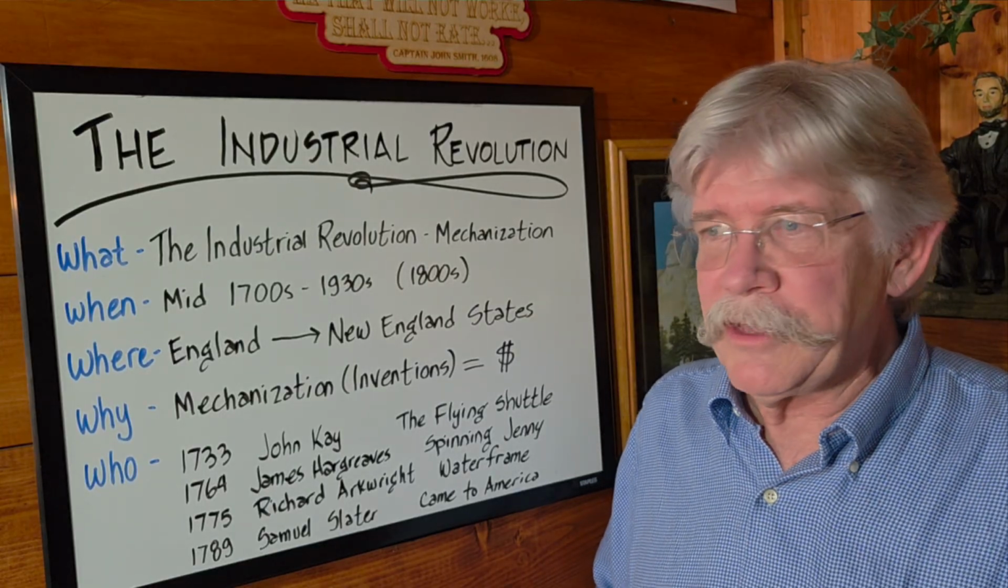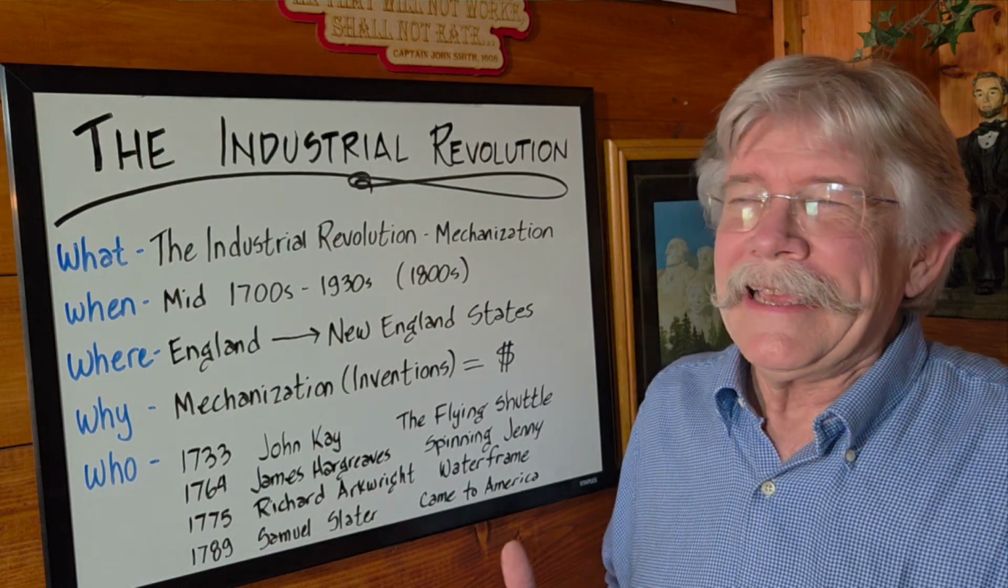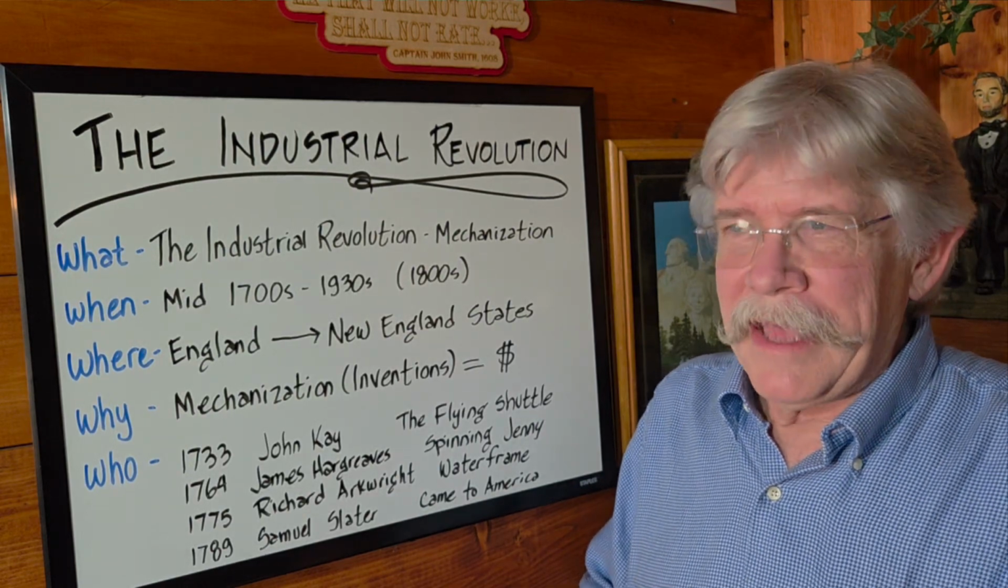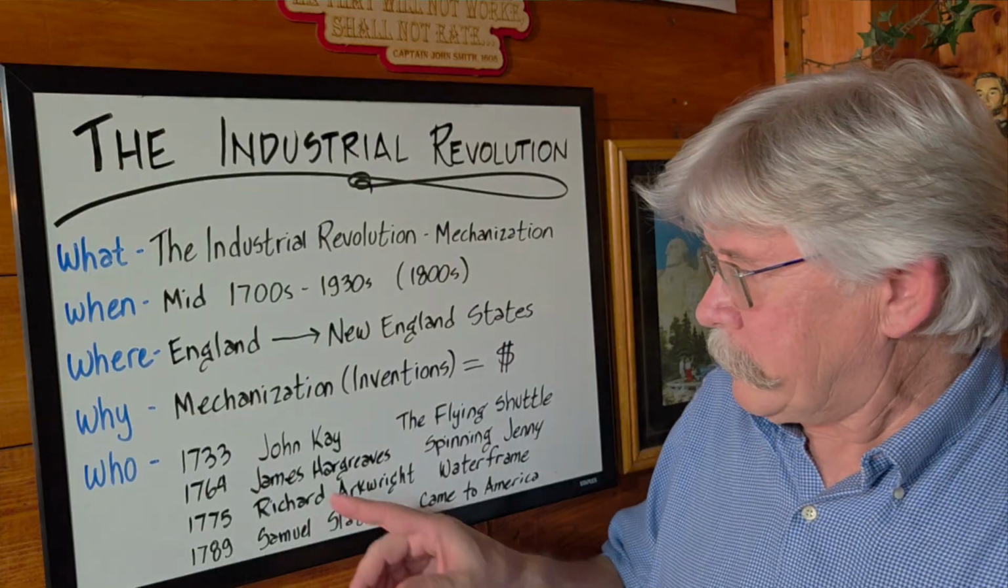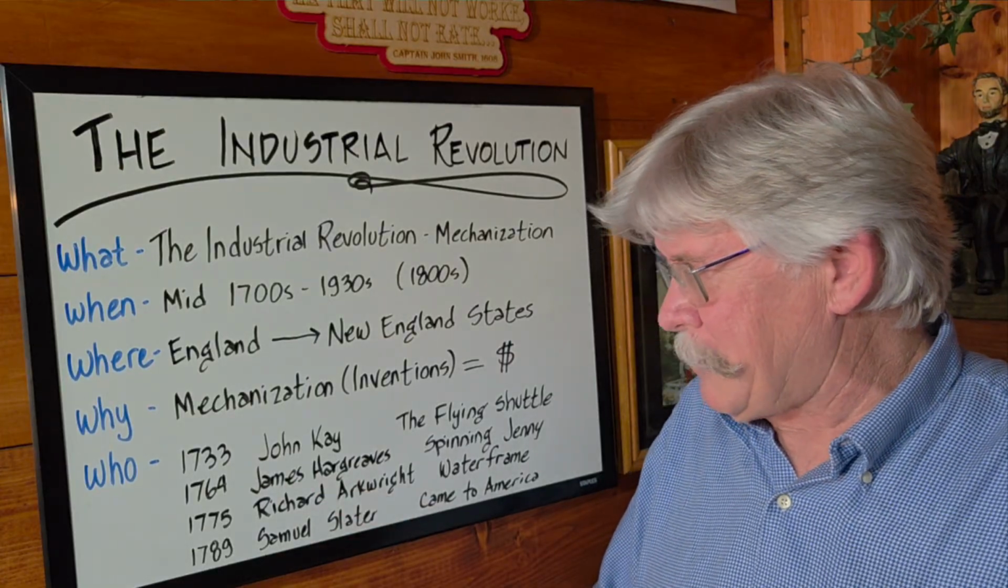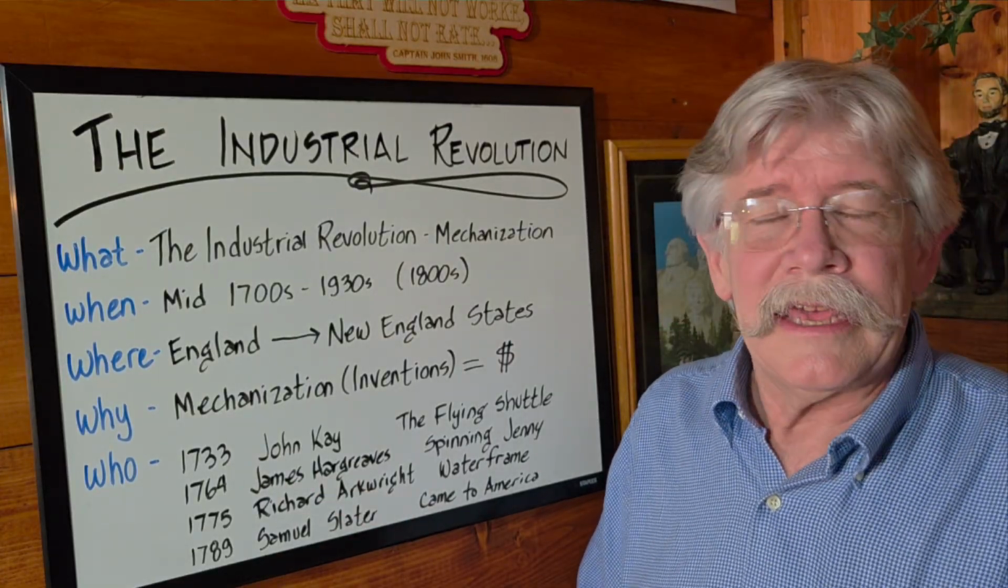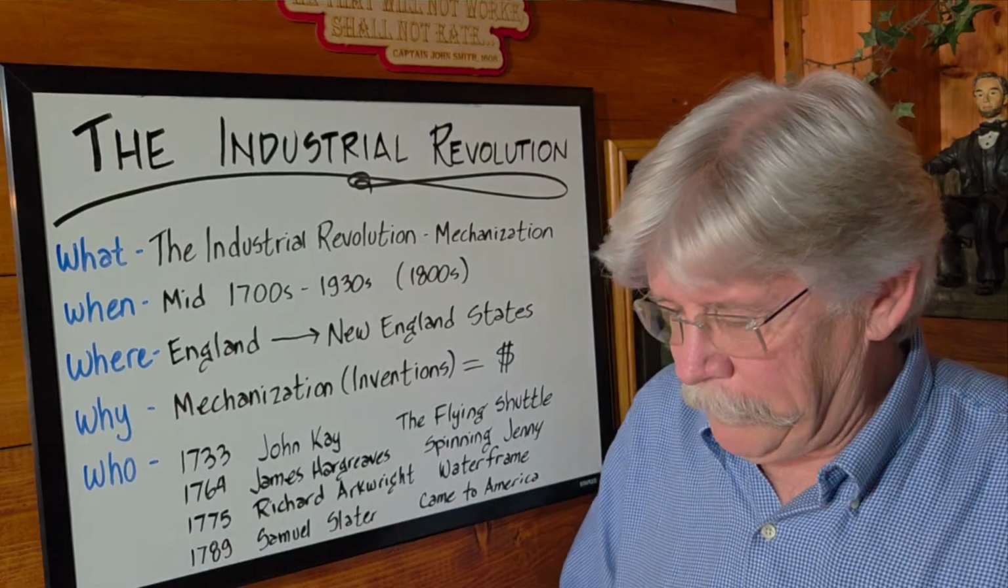That is the first, even though it's just a little piece of wood, it really truly makes things easier and makes mechanization possible. In 1764, a man by the name of James Hargreaves invents a machine called the spinning jenny.